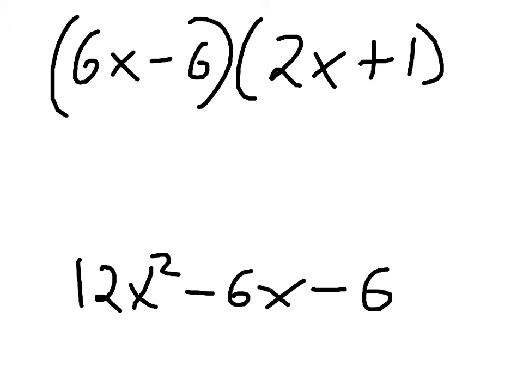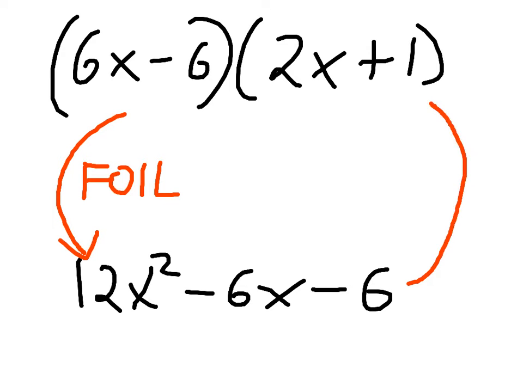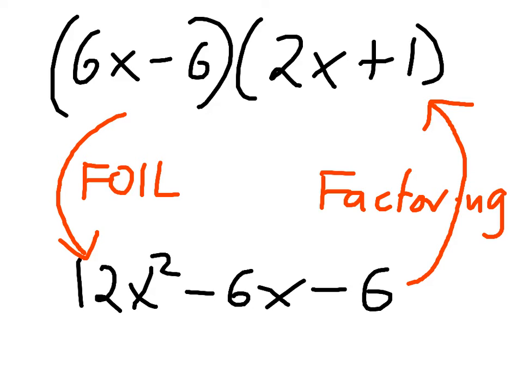So what's important for you to understand is that this is a full cycle. If we want to go from here to there, that is when you do FOIL. And if you have this and you want to go back to this look, that is when you do factoring. So there are two things that belong together, like forward and reverse.